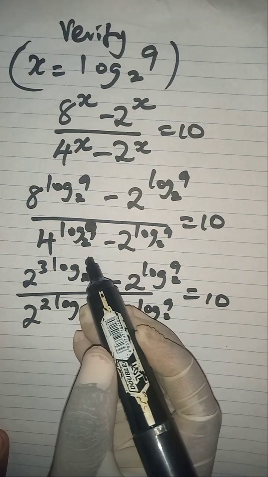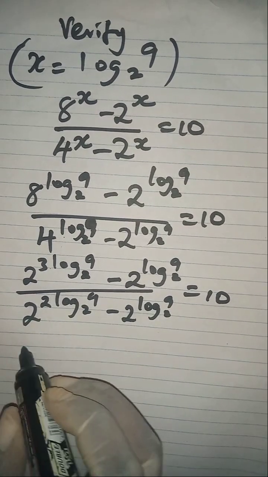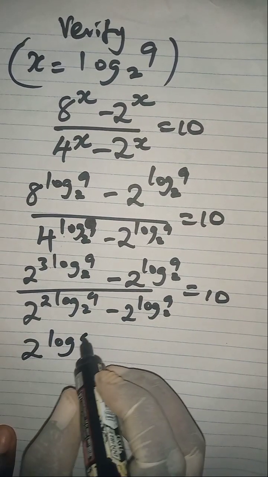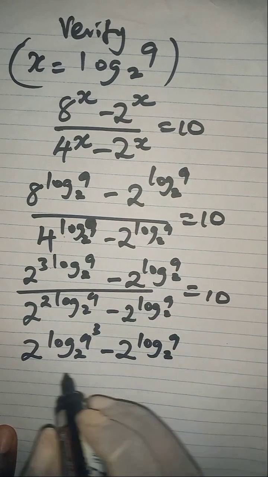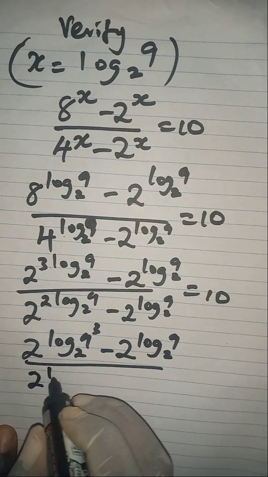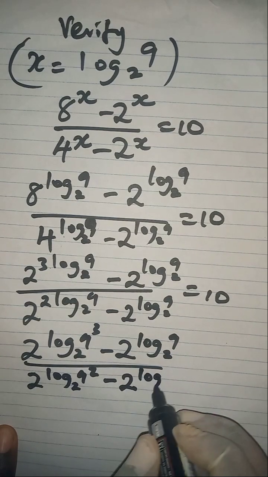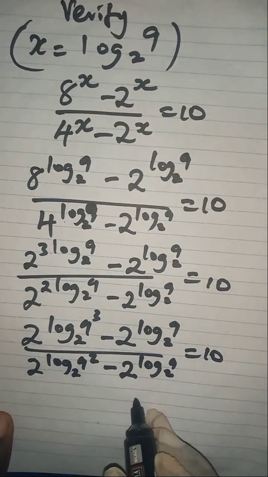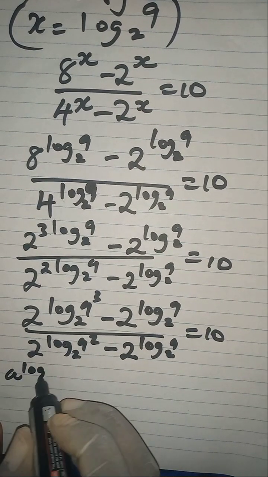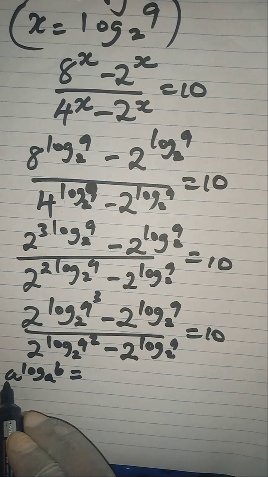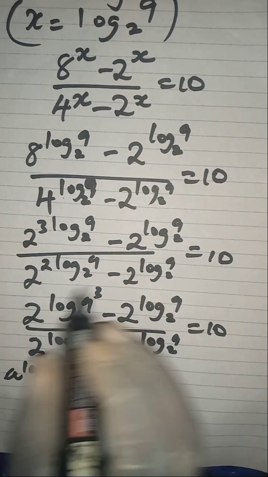Well, I'm going to take these 3, bring it to the power, and also these 2, bring it to the power, so that I have 2 to the log of 9 cubic base 2 minus 2 to the log of 9 base 2 all over 2 to the log of 9 squared base 2 minus 2 to the log of 9 base 2, of course, is equal to 10. Also need to recall that when you have a to the log of b base a, when the bases are the same, then of course that gives you b. I'm going to apply that here.